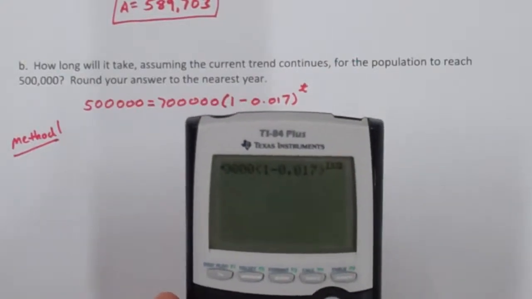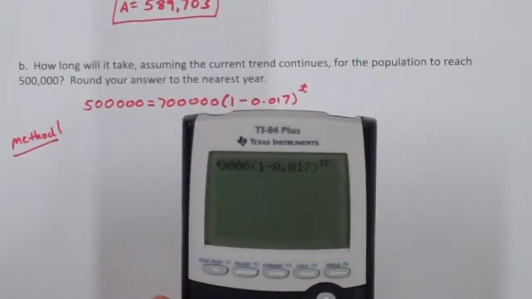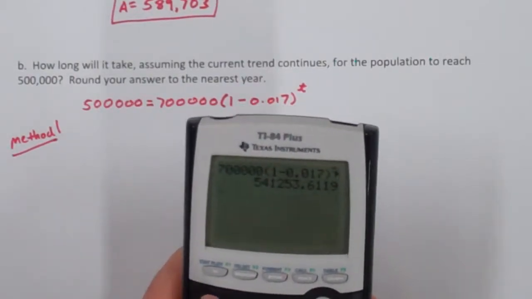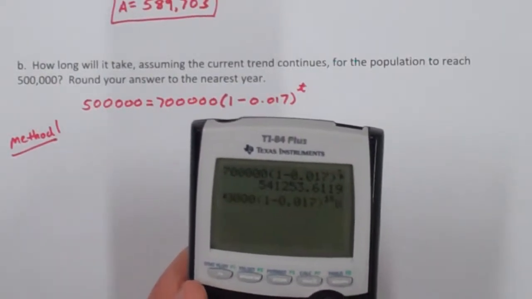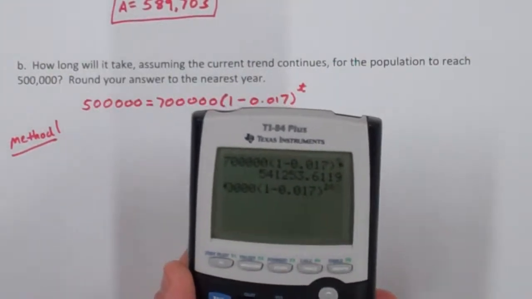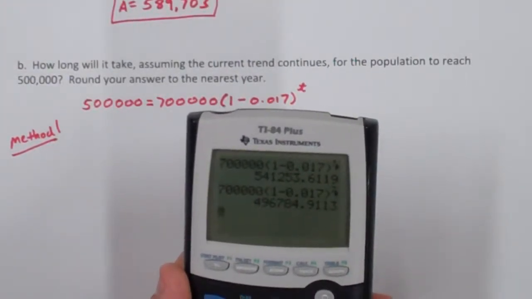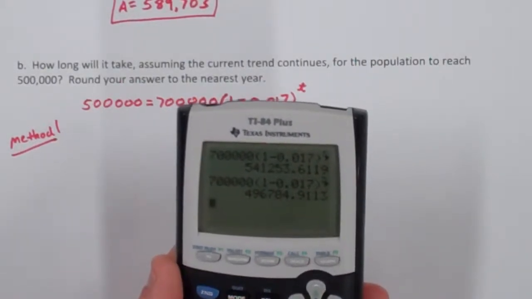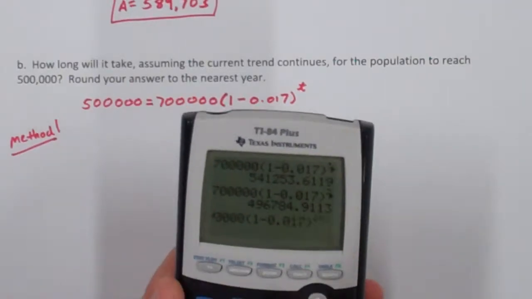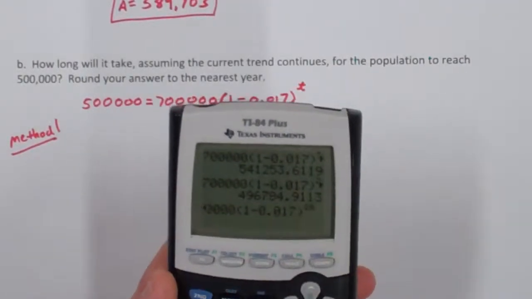So let's try 15. Maybe in 15 years it might be down to 500,000. Nope, not in 15 years. And we can go second entry again, and we can change our time. We're just kind of guessing now. How about 20 years? Will it make it below 500,000? In this case it does. But we've gone a little too far. So if we do second enter again, we can come back and make this maybe a 19.